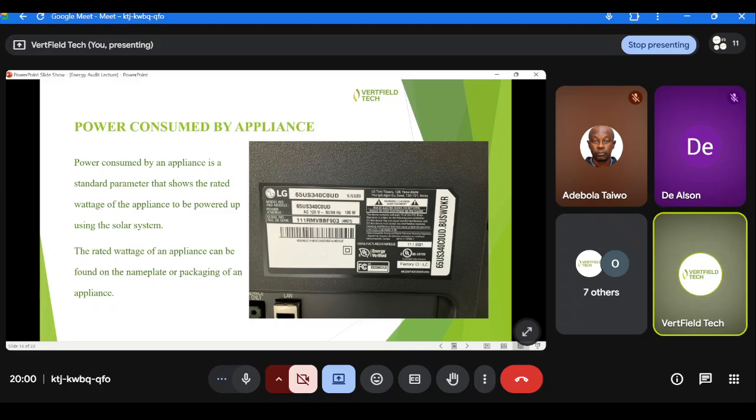For this class, I have a typical example of an LG television nameplate. Now, this is a little task for everyone in this class. I want somebody in this class, the first person, or anybody who can actually tell us the power consumed by this LG TV. What is the power consumed by this LG TV looking at the nameplate? Can anyone see it clearly?